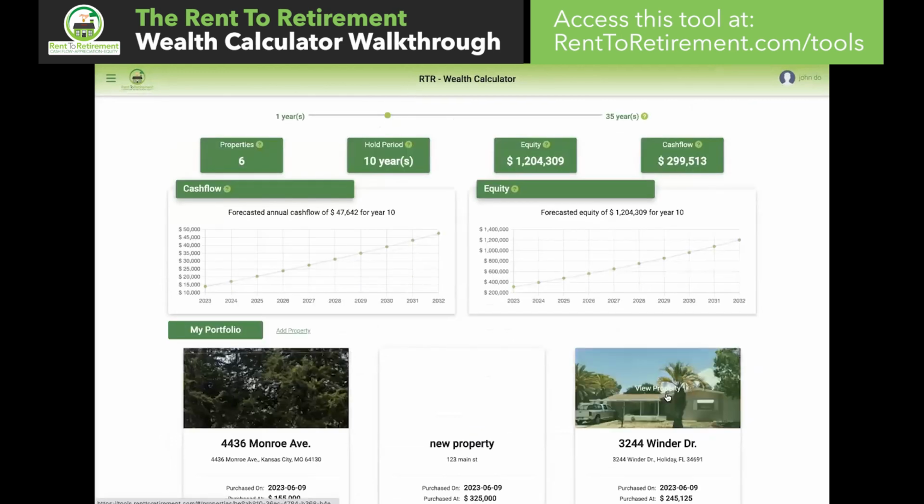So get on here, play around with this, you guys. And certainly as you grow your portfolio, please continue to add these to this wealth tracker. We put a lot of work into this, and this is going to help the Rent to Retirement team immensely to help you prepare and plan for your financial future.